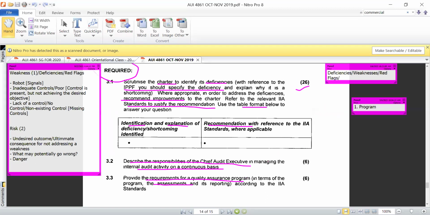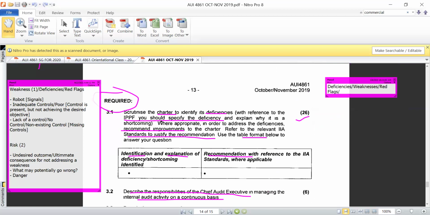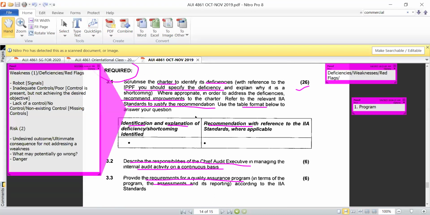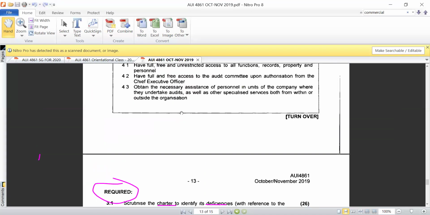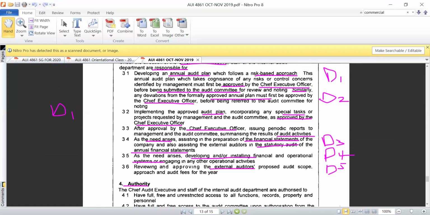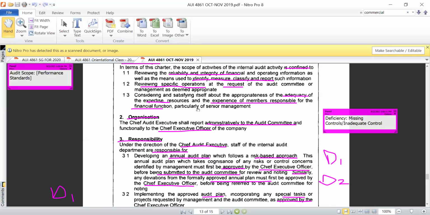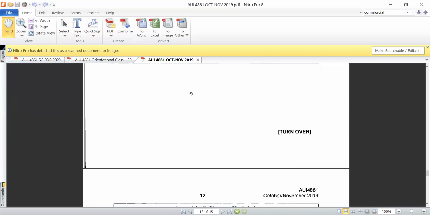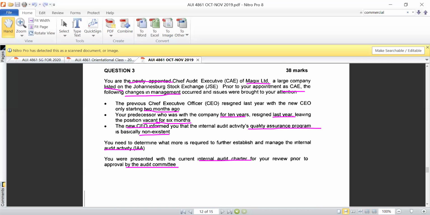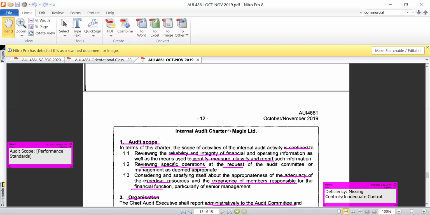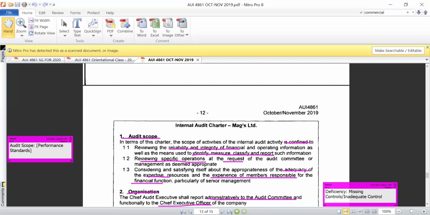But anyways, this was just so that I can show you what is happening in question 3, but I'll come back to it. It will be the last point of departure. But question 4, and okay, let me just show you the scenario of question 3 first before we go to question 4. So here is what is happening there. In question 3, you are presented with the extract of the internal audit charter for Magix Limited.